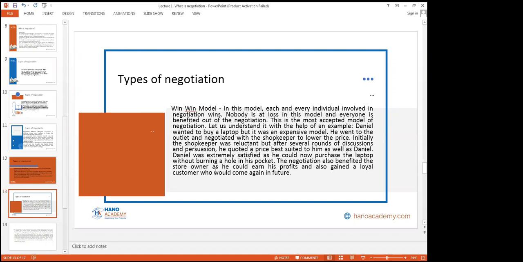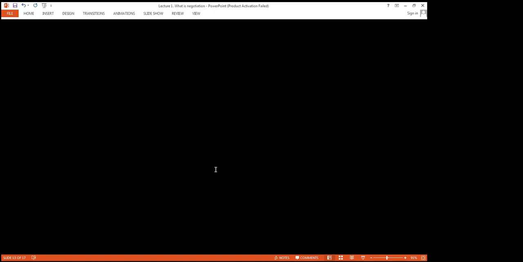So all the groups that are negotiating should thrive, should win. In this kind of negotiation, on this model, each and every individual involved wins. Every individual that takes part in the process of negotiation has to win. Nobody is at a loss in this model. Everyone benefits out of the negotiation. In this model of negotiation, each individual will have to benefit. This is the most accepted model of negotiation.